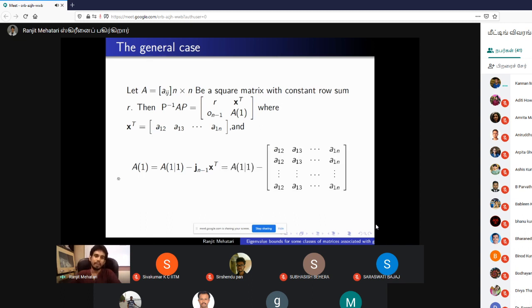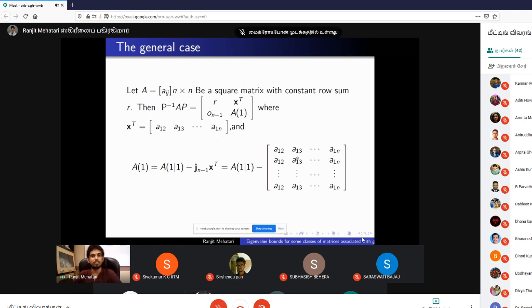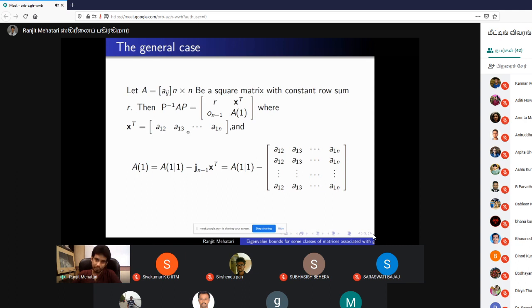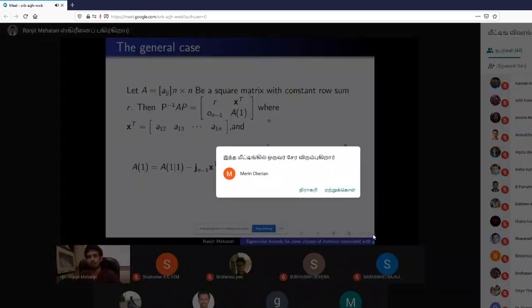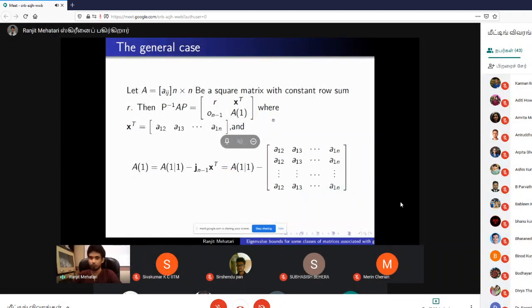So basically, the A1 matrix is the principal submatrix A one by one minus a matrix whose rows are each equal to x transpose, that is, the vector we get after deleting the first element from the first row. From this equation, we can tell that all the eigenvalues of the matrix A1 are also eigenvalues of the matrix A. Okay, so we can construct here a matrix of order n minus 1.